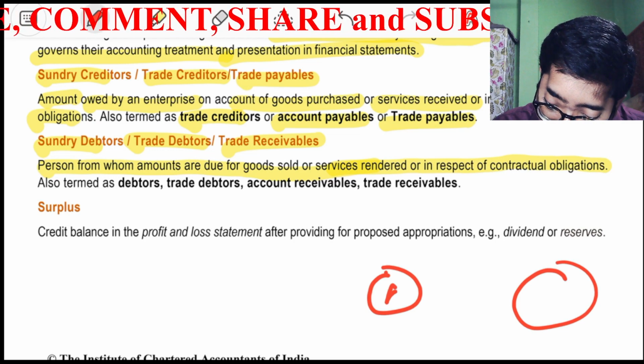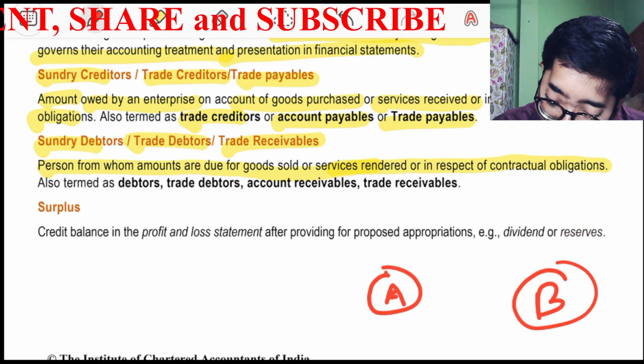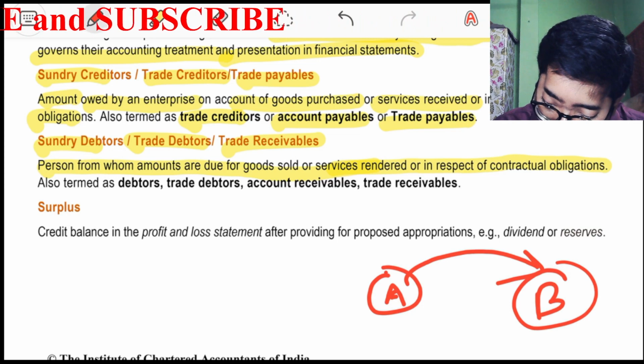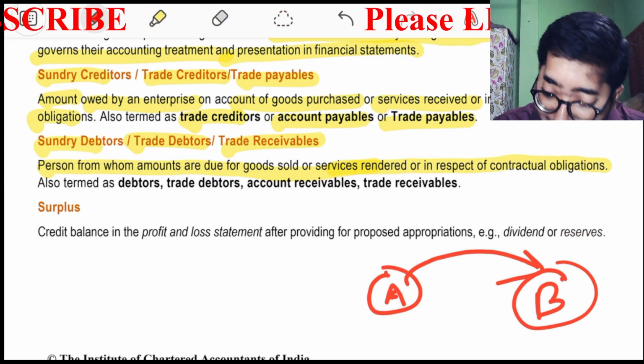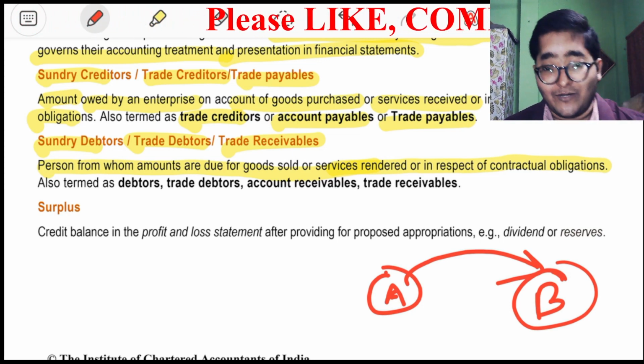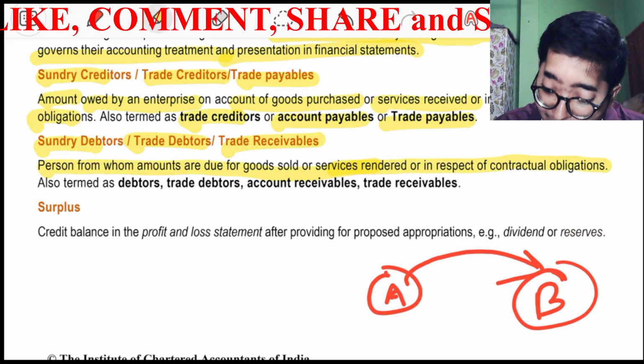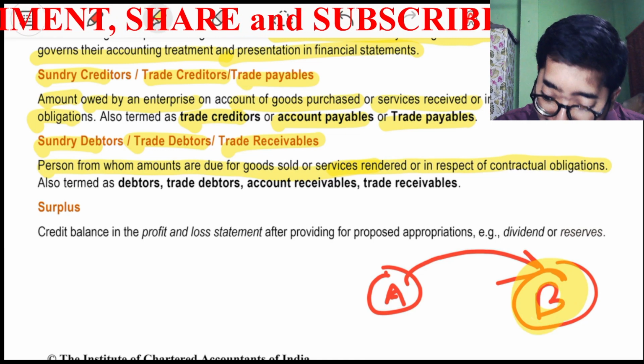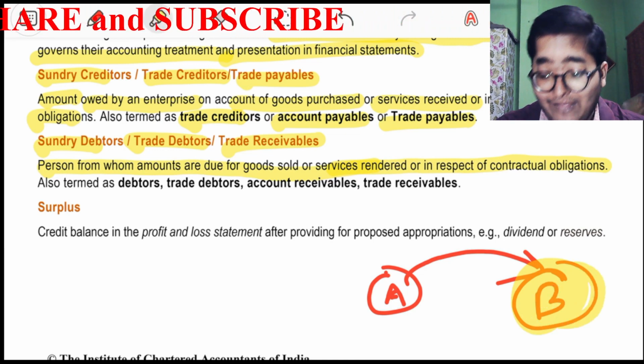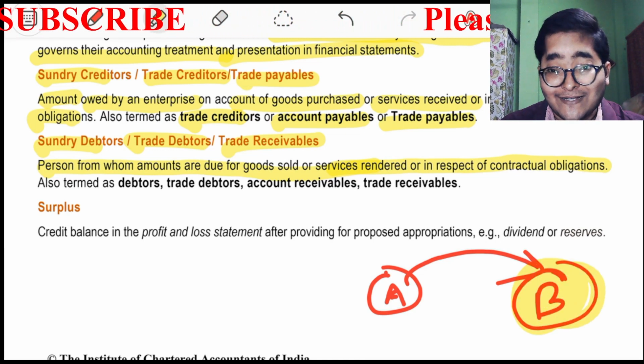This is A and this is B. A sold goods to B, and B said, I will pay you later after 5 months. In that case, when A sold the goods to B, B is the creditor for A.